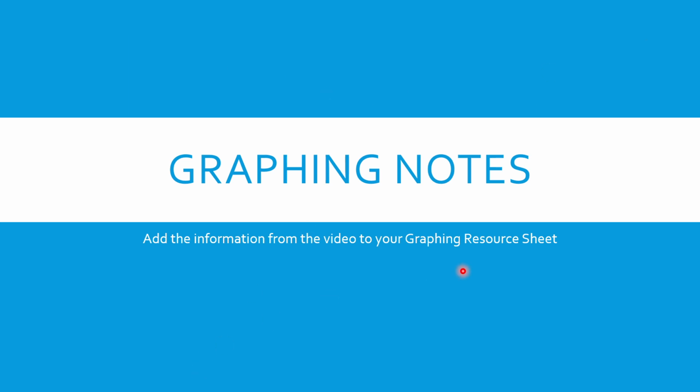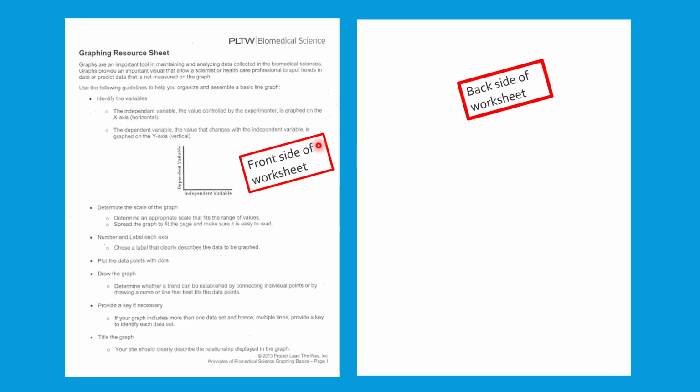All right, these notes are for environmental science. This is for graphing. As you watch and listen, you are going to add information from this video to the graphing resource sheet. So you have a graphing resource sheet. This is what the front looks like. The back side is blank.